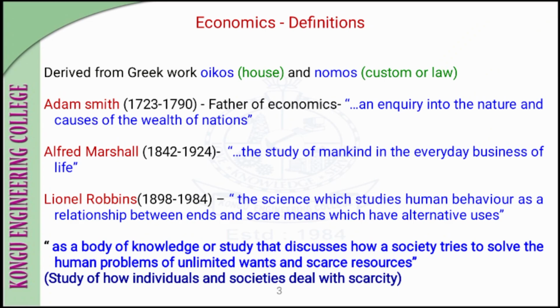Alfred Marshall, 1842 to 1940, stated that it is the study of mankind in the everyday business of life. Lionel Robbins, 1898 to 1984, described it as the science which studies human behavior as a relationship between ends and scarce means which have alternative uses. The main objectives of economics are a high level of employment, price stability, efficiency, equal distribution of income, and growth of the economy. That is the main purpose.